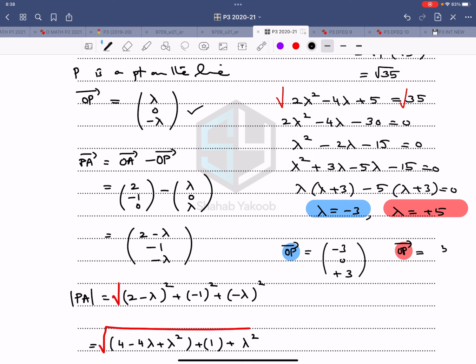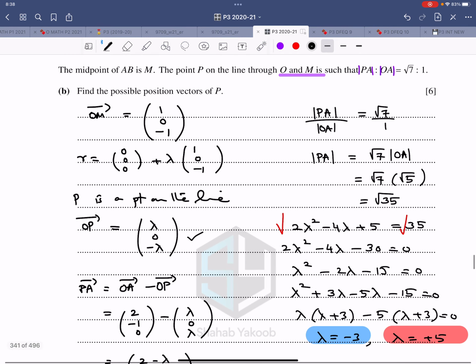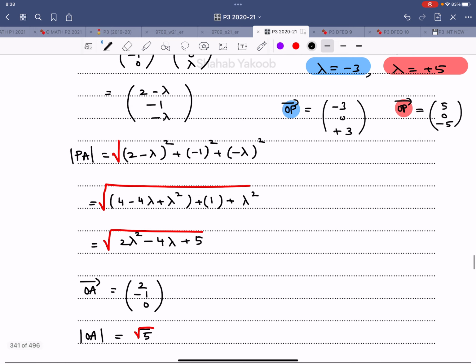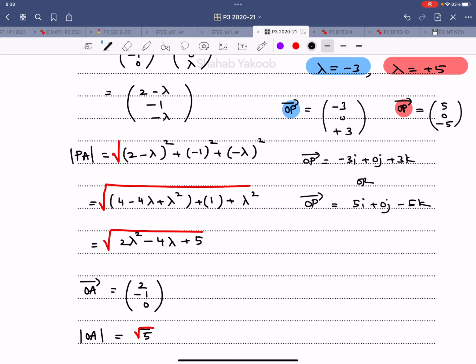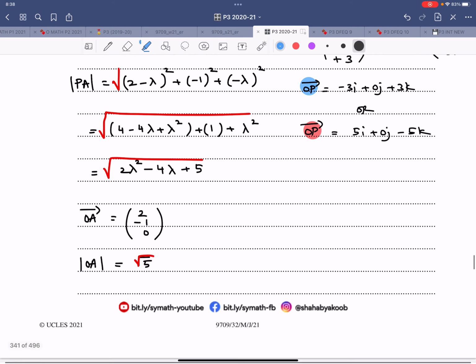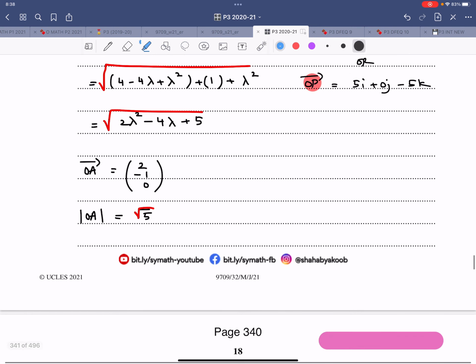Are they asking us in any particular format? Possible position vectors of P. This is perfect. Or you can write OP is minus 3i plus 0j plus 3k, or OP equals 5i plus 0j minus 5k. So therefore these are the 2 possible answers for this particular question. And luckily we are all done with May-June 2021 variant 32. That's a P3 paper.